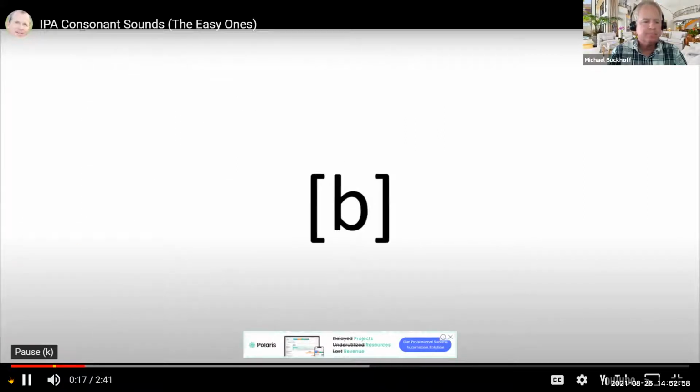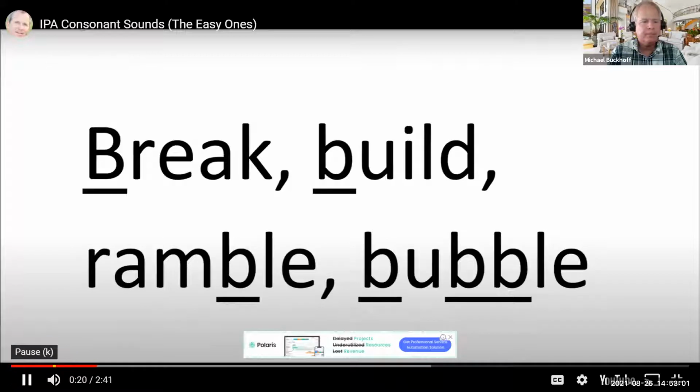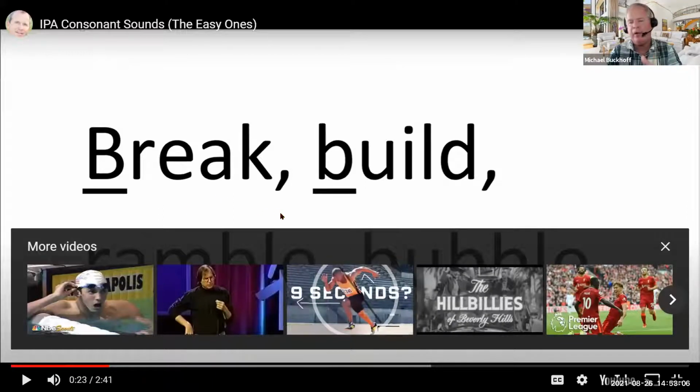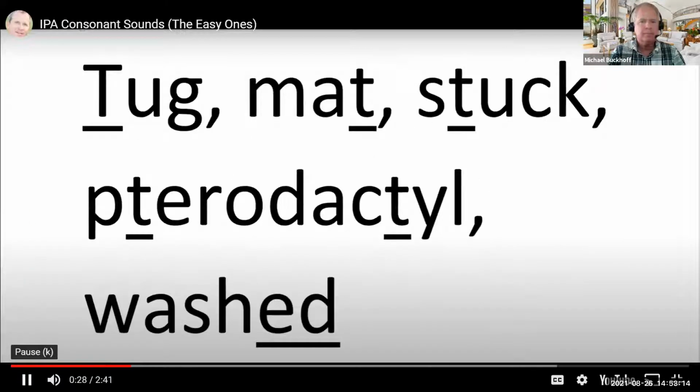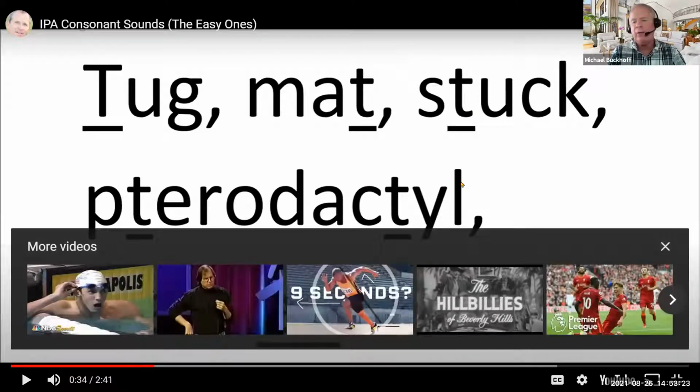B: break, build, ramble, bubble. There's nothing surprising about the spelling patterns for B here; they're pretty predictable. T: tug, mat, stuck, pterodactyl, washed. This one is a little tricky. The tricky one is washed. It ends in ED, so it looks like a D, but it isn't. I said washed. The ED sometimes sounds like a T. We'll talk more about this in phonology when we get into assimilation patterns.